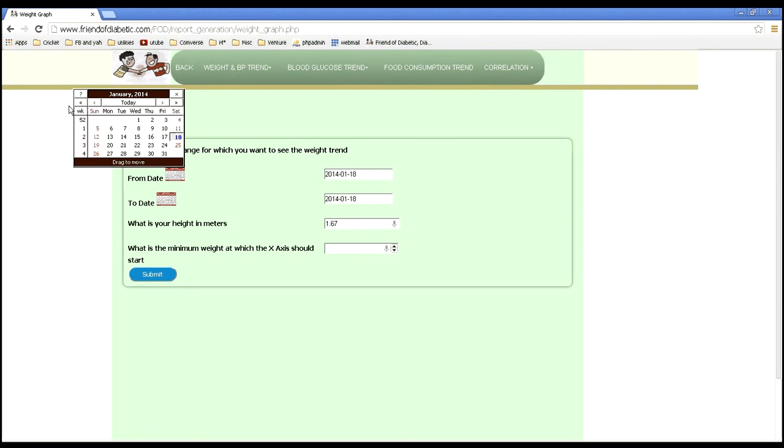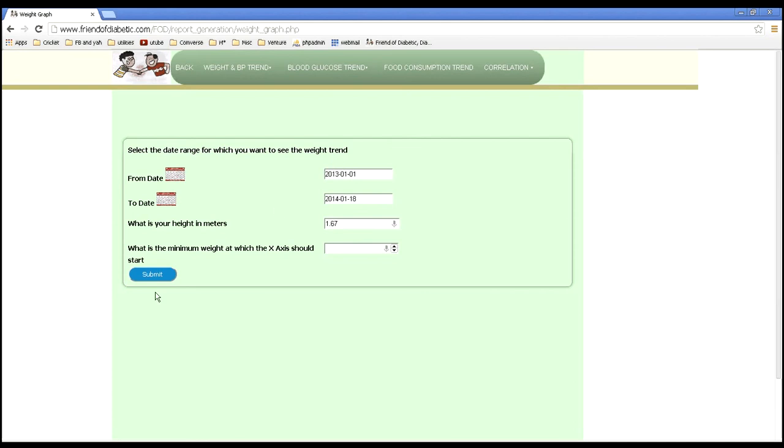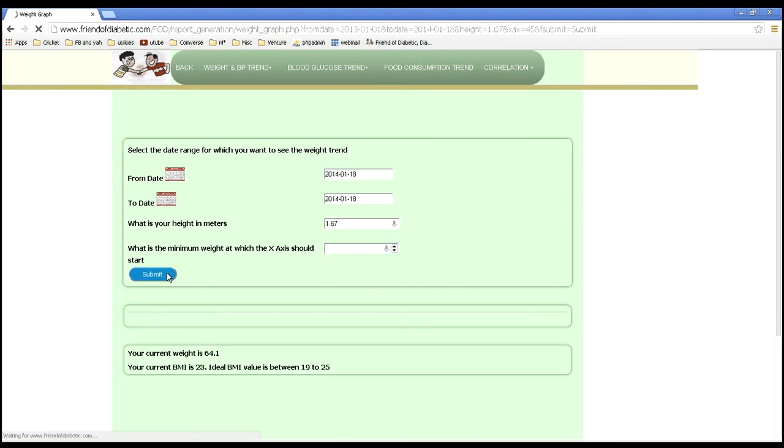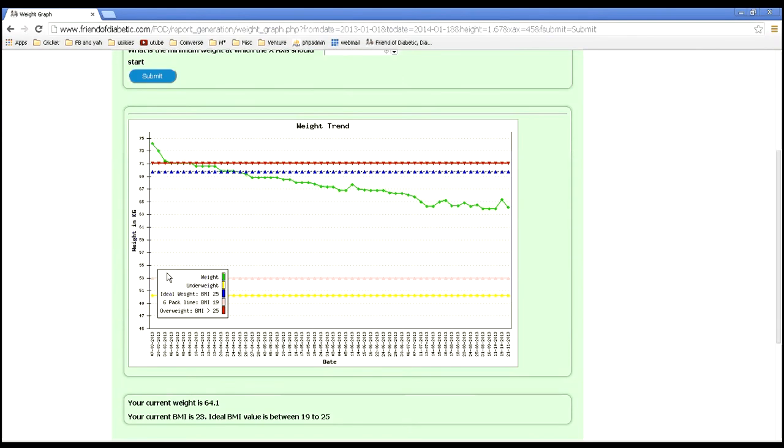So let's see the weight trend for 1 year. I select the dates, and to have a nice x-axis value, I give it as 45 kilos. When I submit, it shows me a graph. Within this graph, this red line is the overweight BMI line, the blue line and pink line are the ideal BMI lines. In fact, the pink line is the six-pack line and the yellow line is the underweight line. The green line is your data, how you have moved.